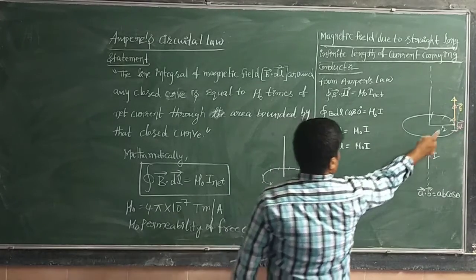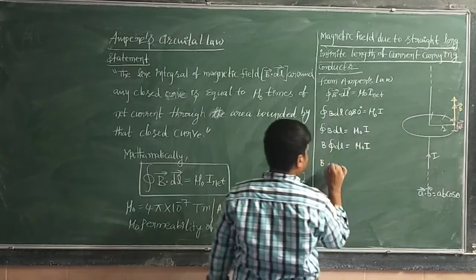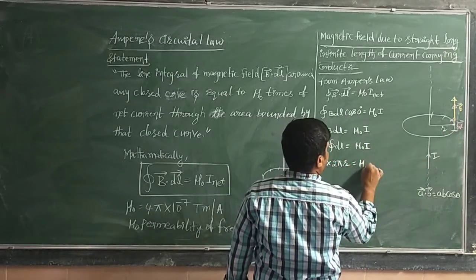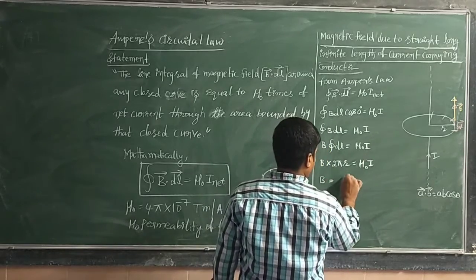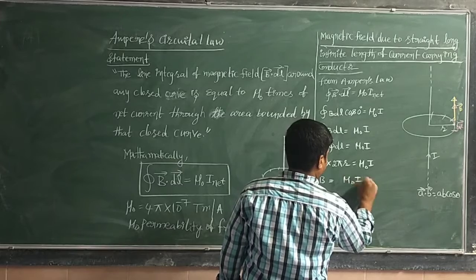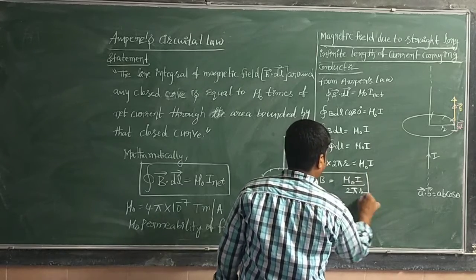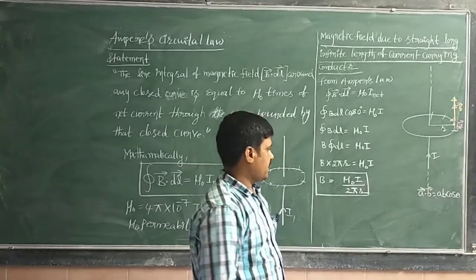So B times the total length, that means the addition of all dl's along the path, is equal to 2 pi r, which equals mu naught into I. From this, B is equal to mu naught I divided by 2 pi r. Now this is nothing but the magnetic field due to a current carrying conductor of infinite length.